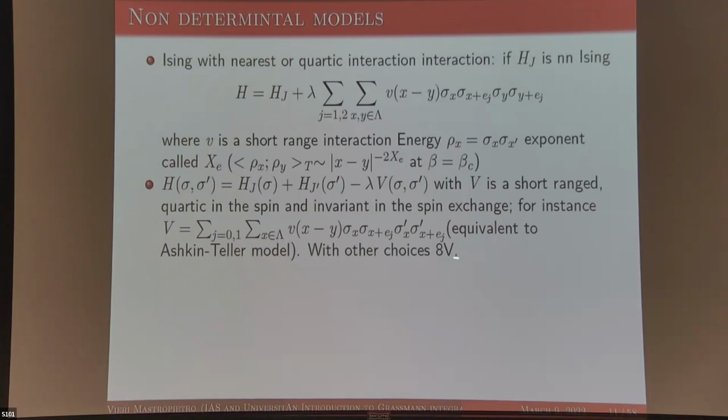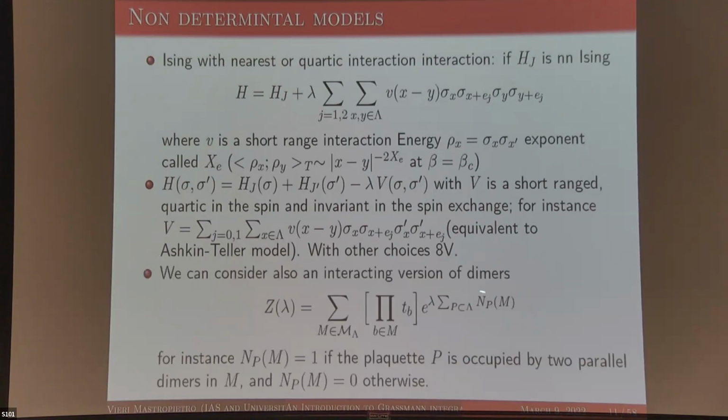Or another model which is called 8 vectors. There are a lot of models which we can write in this way. Or you can consider interaction of the dimers. For instance, this is a plaquette. So you add this weight in the plaquette, and P is 1 if you have two dimers parallel, and otherwise not. So all these models are non-free fermions, let's say non-quadratic in the Grassmann variables, can still be solvable by Bethe ansatz, but we will not speak about that, but generically are not solvable.